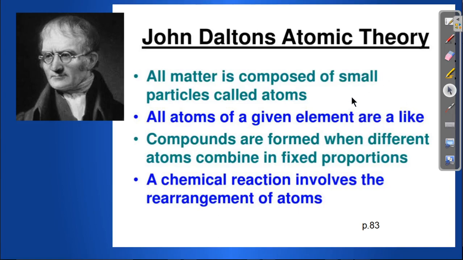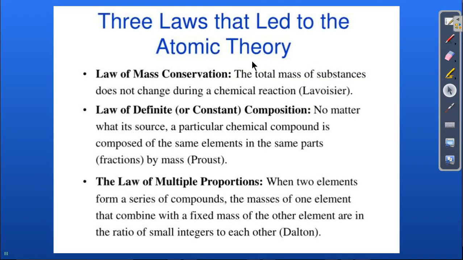He said, all matter is composed of small particles called atoms. Okay, great. All atoms of a given element are alike. Compounds are formed when different atoms combine in fixed proportions, and a chemical reaction involves the rearrangement of atoms. So for assumptions, you need to know what he said. Now, his assumptions were based on the laws he knew about, the law of mass conservation.